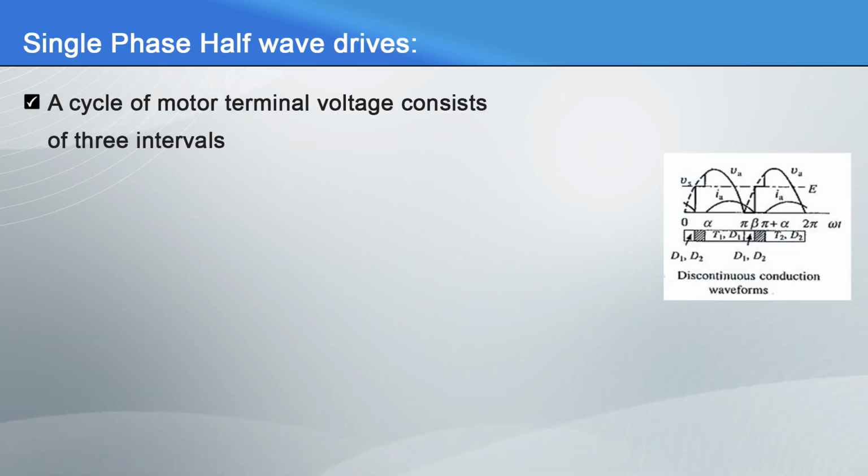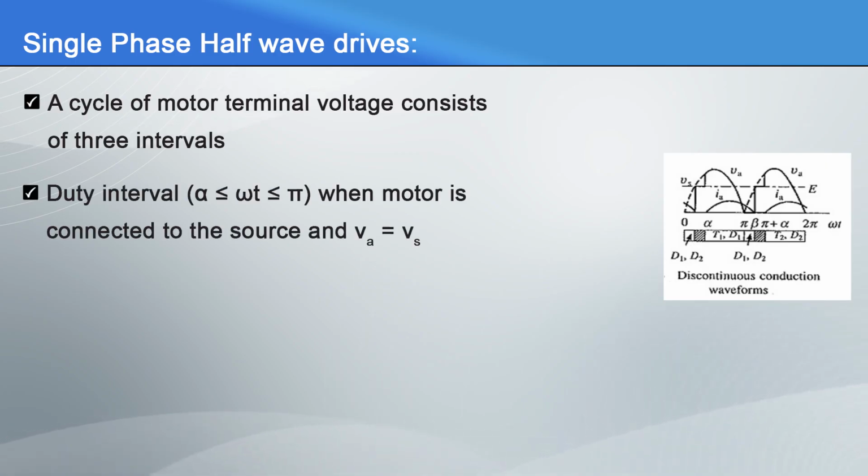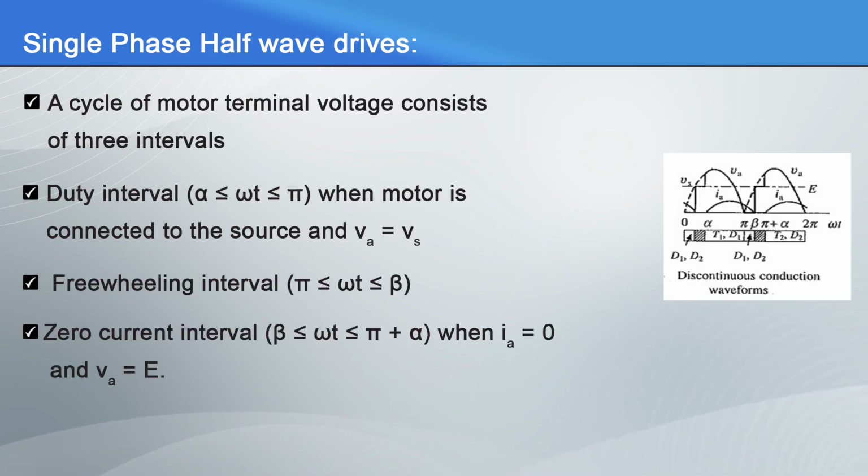A cycle of motor terminal voltage consists of 3 intervals. The first interval is the duty interval, which is from alpha to pi, when the motor is connected to the source and VA is equal to Vs. The second interval is the zero current interval, which is from beta to pi plus alpha, when IA is equal to 0 and VA is equal to the back EMF of the motor. And the third interval is the freewheeling interval, that is between pi and beta.